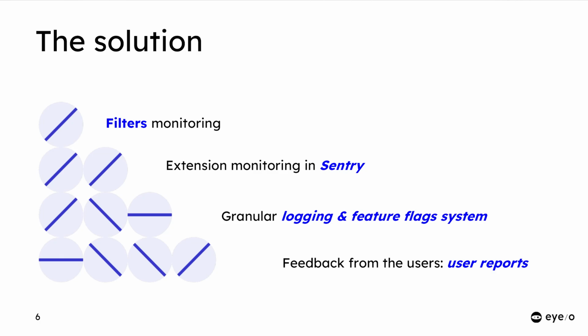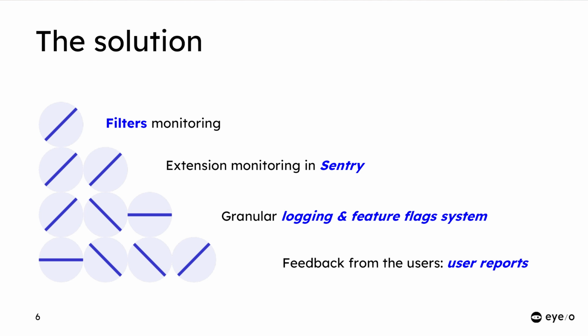Here we have a third-party tool, Sentry. But sometimes Sentry is not enough. So we put in place our own granular logging system and feature flag system, to avoid the situation where we apply a fix, the fix is not working, and we don't have an easy way to revert it.